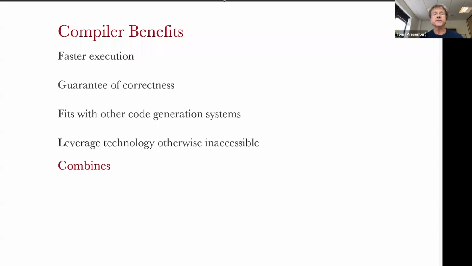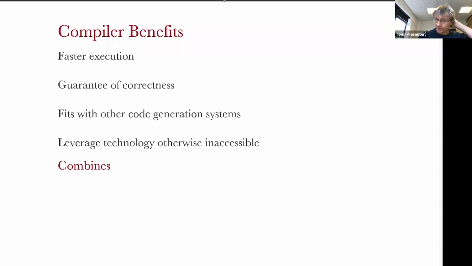Now, what are some of the benefits of a compiler? The main one, the thing that everybody's interested in, is faster execution. Your code can run a lot faster since the compiler knows about the hardware, and it's able to figure out a whole load of things ahead of time in order to target specific machine technology.